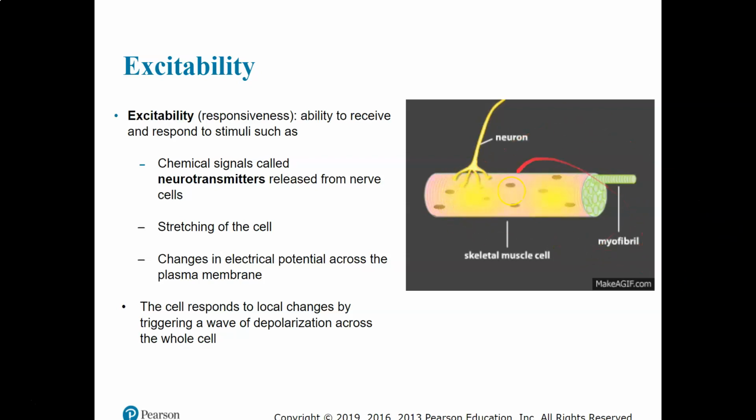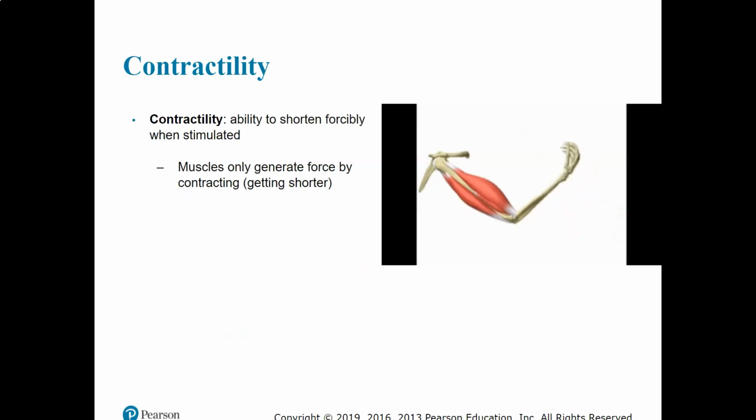So when a skeletal muscle, for example, gets stimulated by the neurotransmitters from a neuron, that action potential spreads across the muscle and causes it to contract. And we'll go over exactly how that happens. So contractility, again, this is what muscles do. They have the ability to shorten forcibly when stimulated. And that's the only way that they're going to be generating force, really, is by contracting.